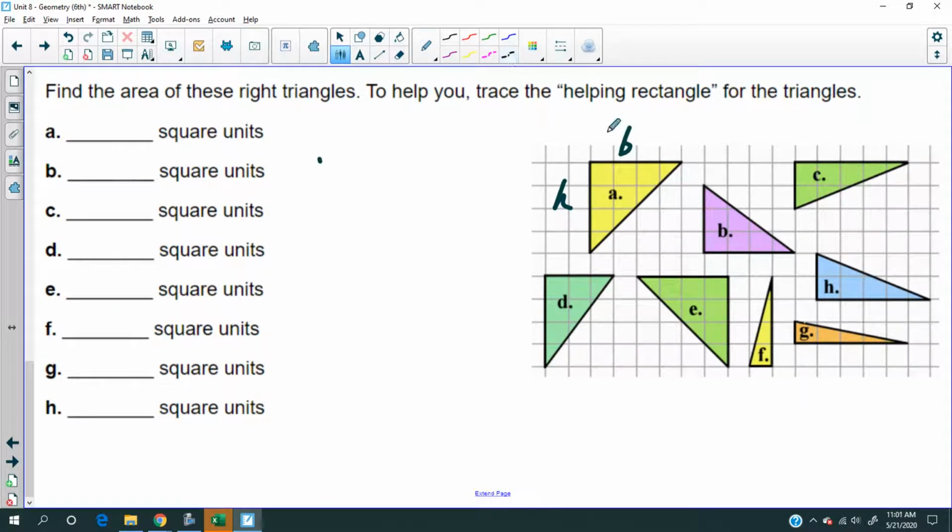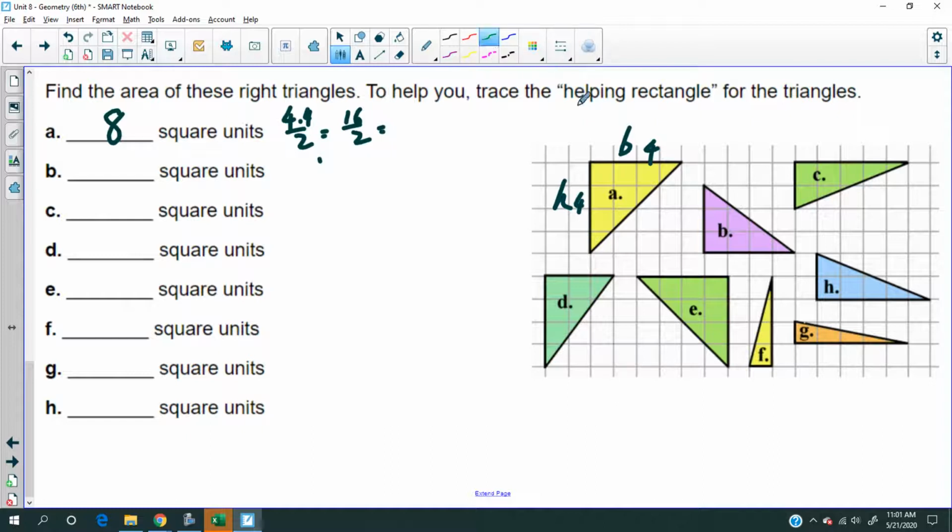So let's count. This is 1, 2, 3, 4. And this is 1, 2, 3, 4. So how do you find this? Base times height divided by 2. 4 times 4 is 16, divided by 2 is 8. 8 square units. Okay. Let's do one more.